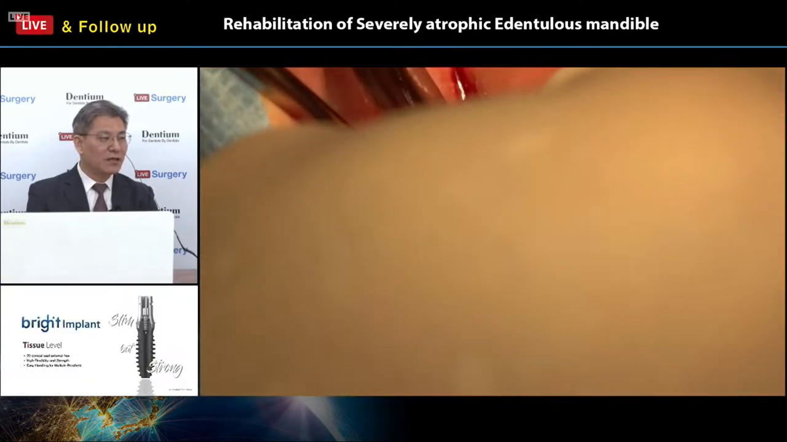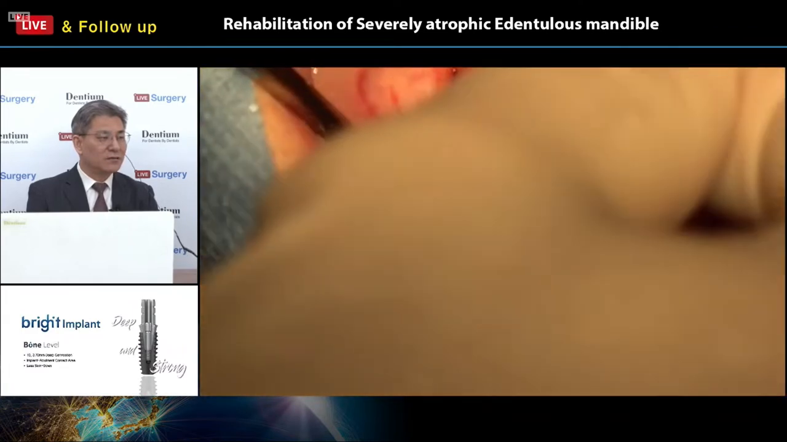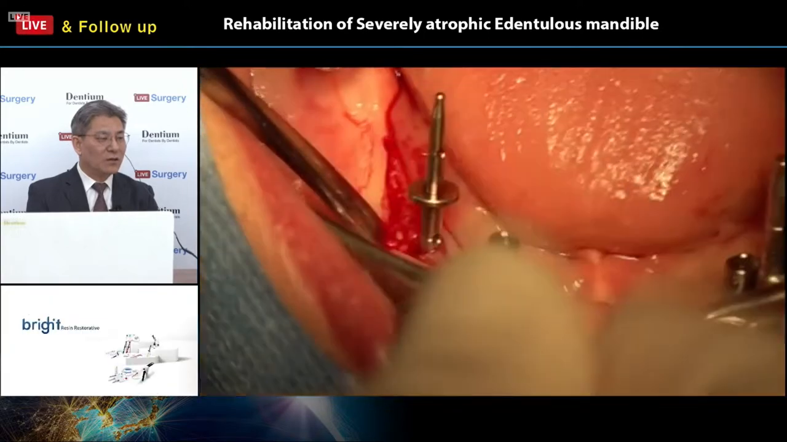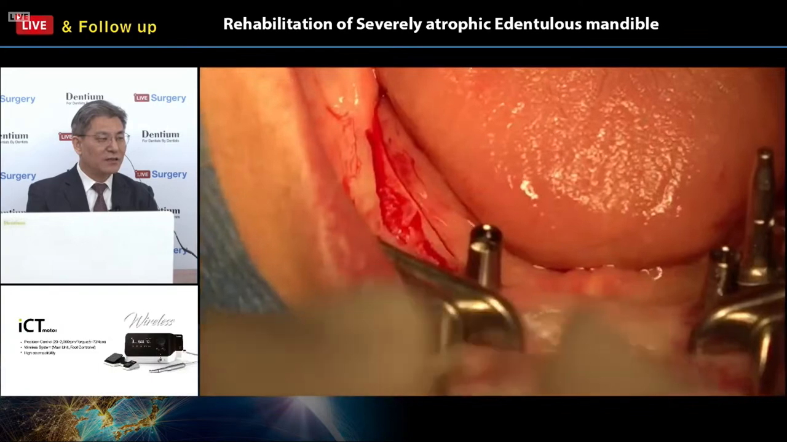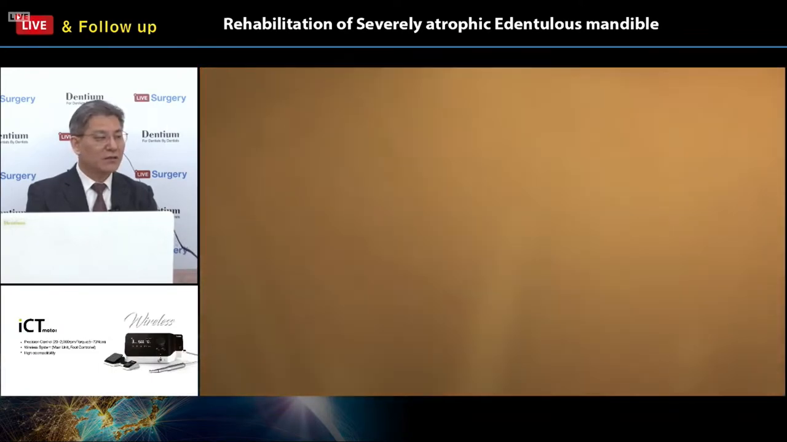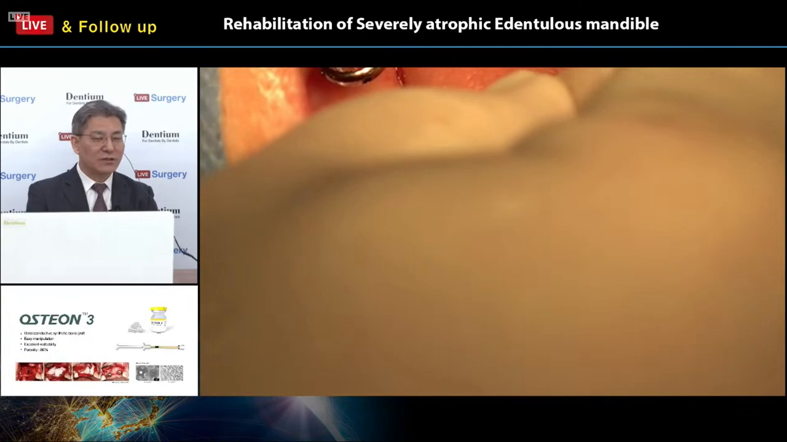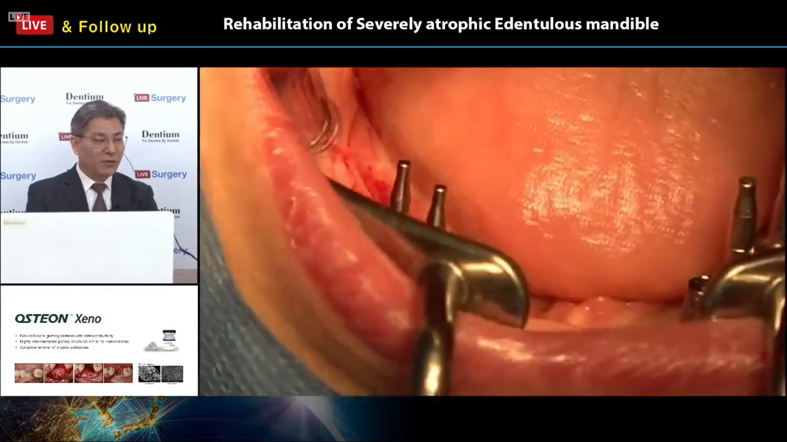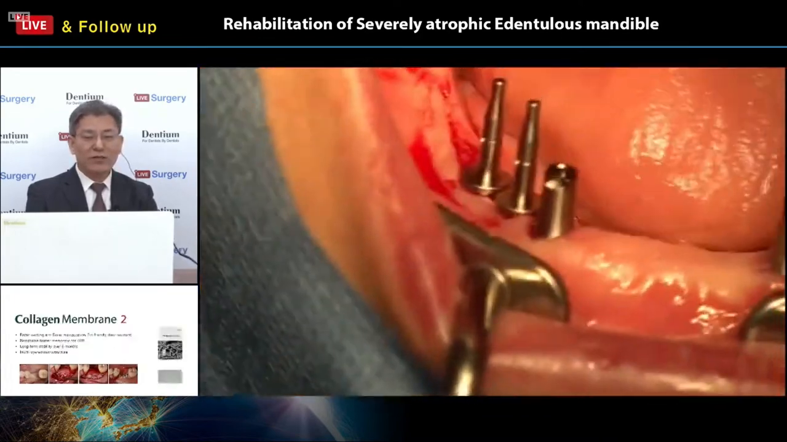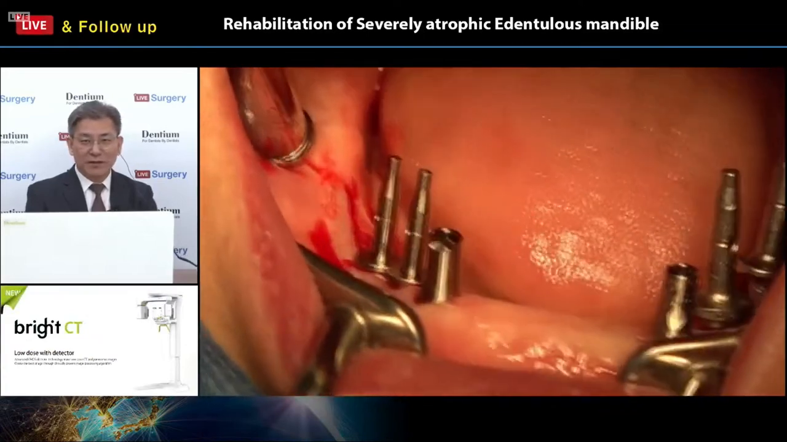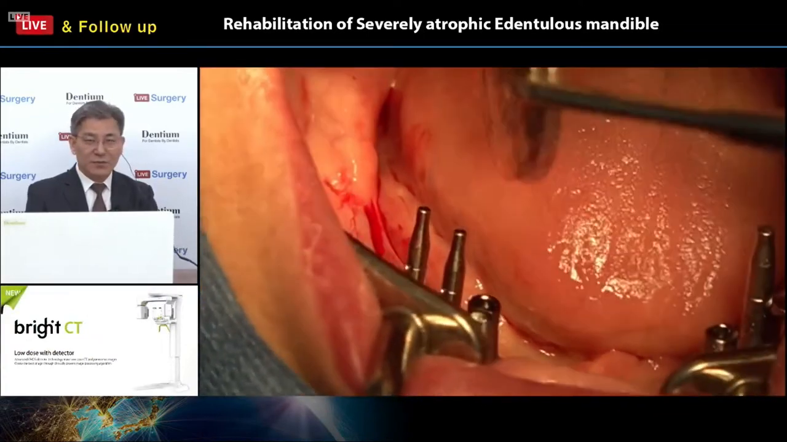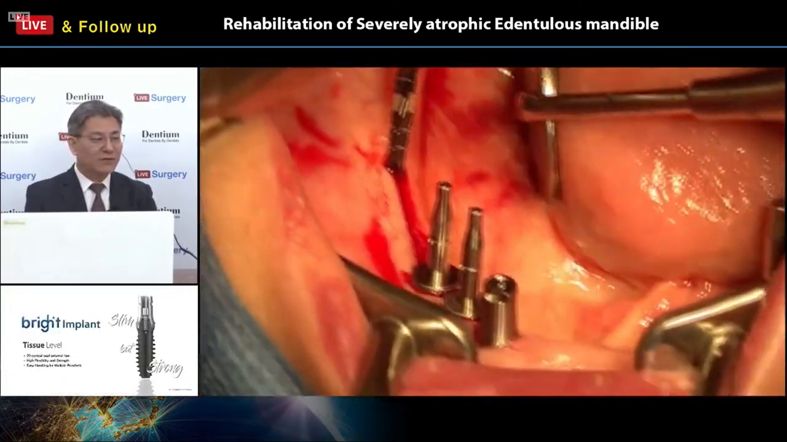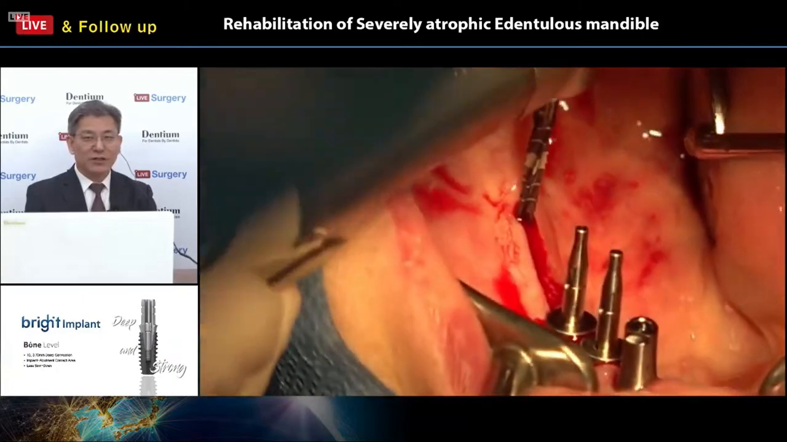Okay, so once again, put the parallel pin into the initial drilling site, checking parallel, checking the relation with the opposite dentition, and checking the path. All the three-dimensional position should be confirmed at this drilling procedure, and then go further after this confirmation.